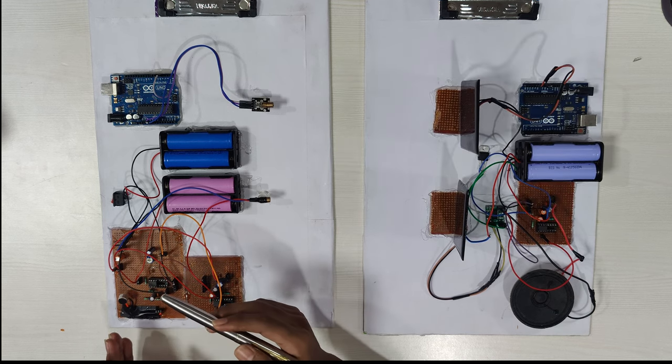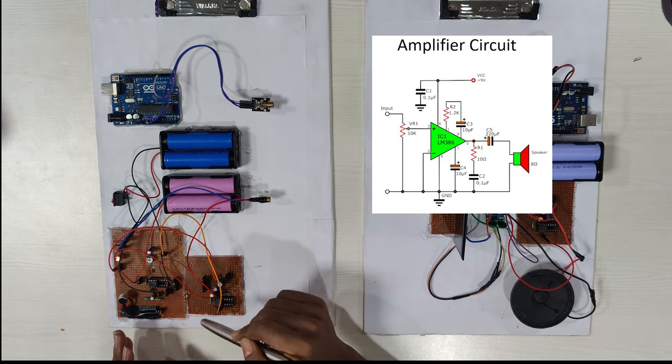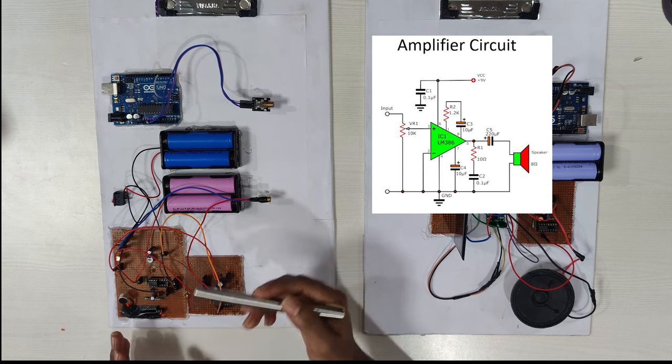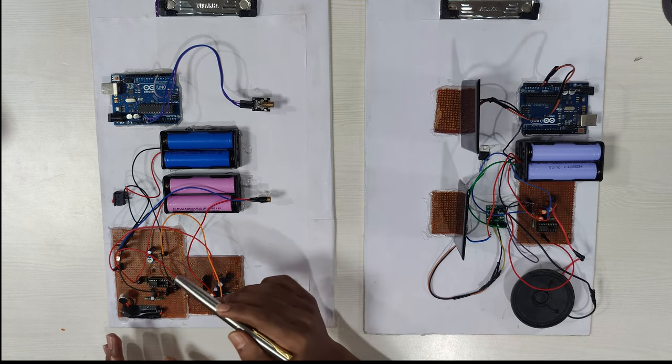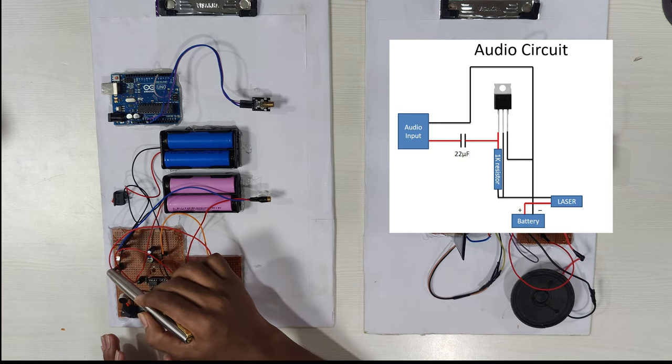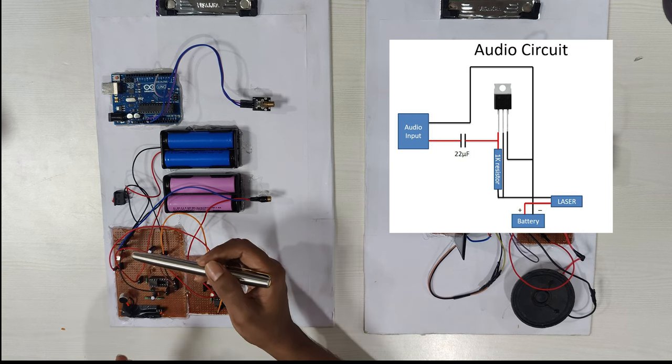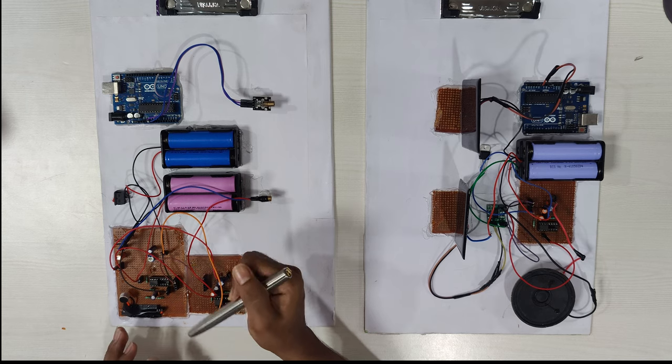Now we will amplify the audio signal through this amplifier circuit. The gain of the amplifier circuit which we designed is 30. Here this part of the circuit is also called the amplifier circuit. But we have introduced a laser light in the circuit, which transfers the audio signal to the receiver.